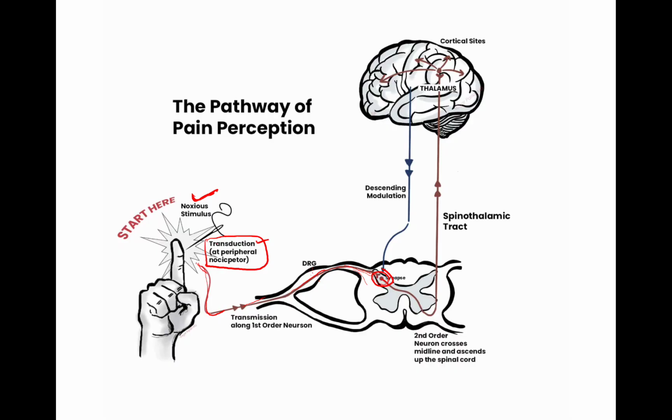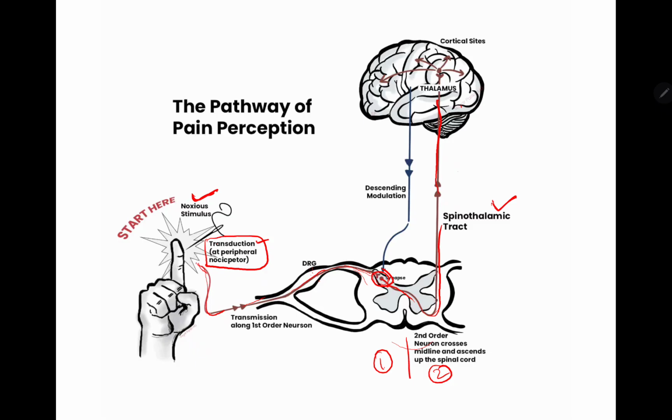Now the second order neuron crosses to the opposite side of the spinal cord. This is one side, this is the other side. It is literally crossing from one side to the other side, right? So that is what is happening here. Then it travels up as a spinothalamic tract. This tract carries pain and temperature to the brain, and the signal reaches the thalamus.